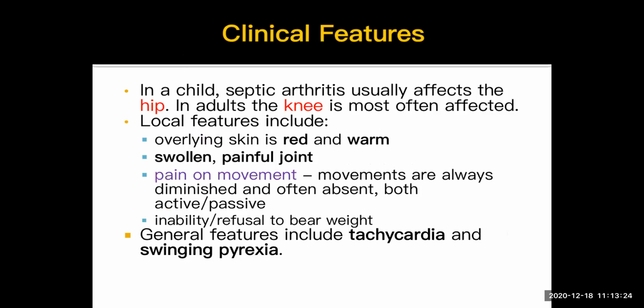Now, with this information, let's talk about the clinical features, how the patient presents to the hospital. In a child, septic arthritis usually affects the hip joint. In an adult, the knee is most often affected. The local features include all the features of inflammation, so it is a very easy answer for you.